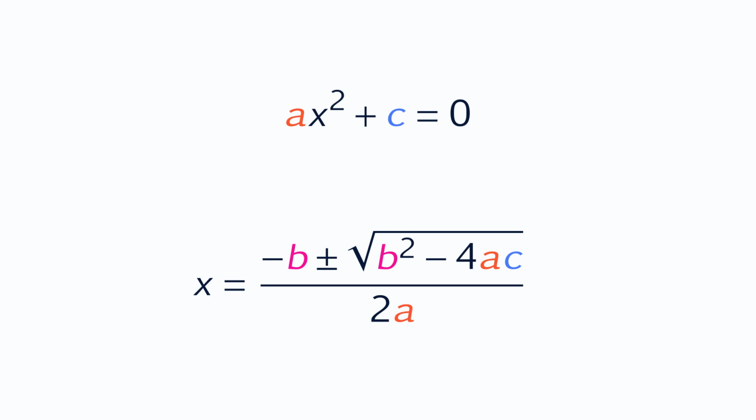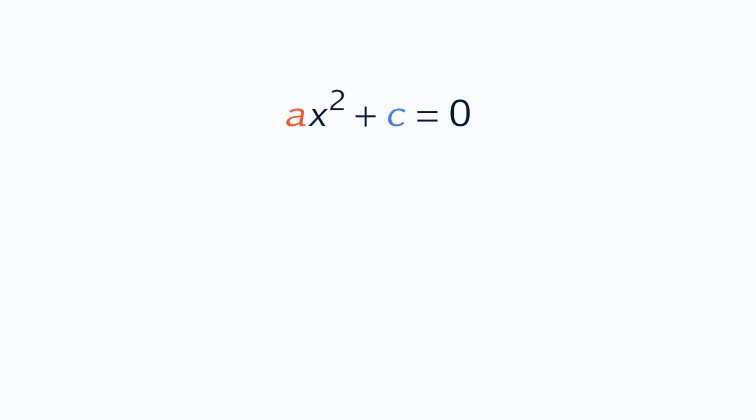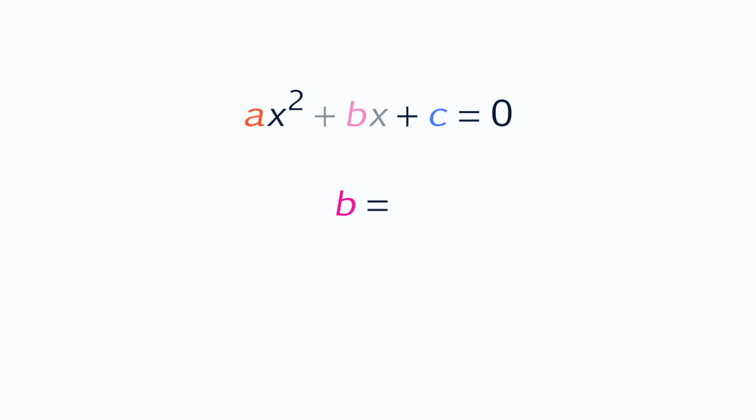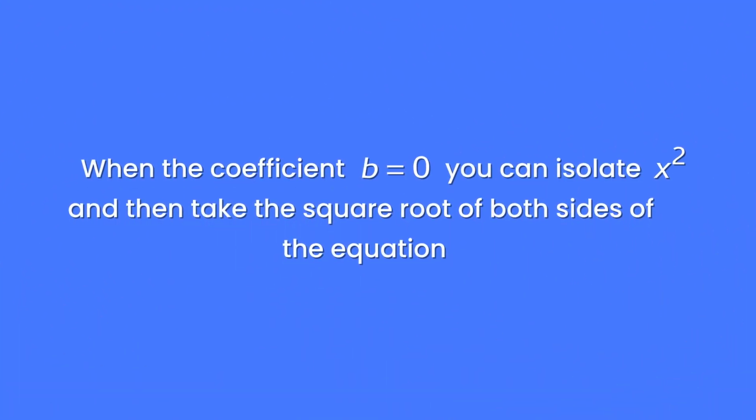The method in this video is simply a faster and easier way to get the answers when the coefficient b equals 0. When the coefficient b equals 0, you can isolate x squared, and then take the square root of both sides of the equation.